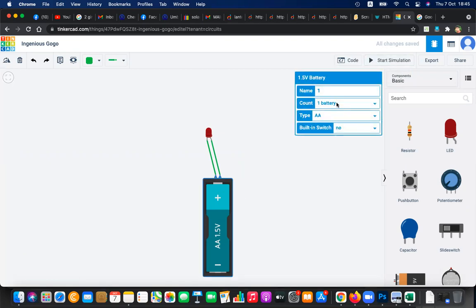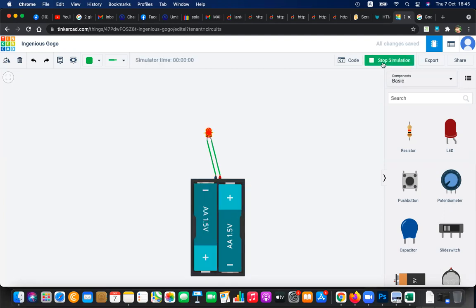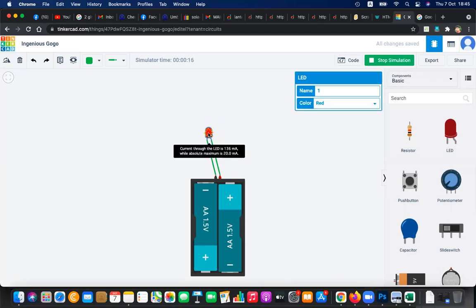Let's add two batteries. Then you can see the bulb is burning. When you go and see the information, you can see the current through the LED is 136 milliamperes, where the maximum supported is 20 milliamperes. So the requirement is 20 milliamperes, but you are giving about 10 times more than that. That will burn the bulb. Before doing that practically, you can see that. So that is called emulation.